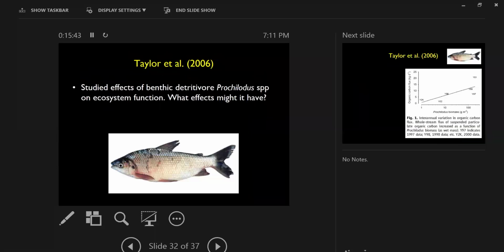So this is a study done in the Orinoco River Basin, looking at the ecosystem effects of fish in the genus Procholotus. Now these are very common food fishes, and they're benthic detritivores, which means they're feeding on the bottom, and they feed on detritus, organic matter on the bottom of the stream. So they're stirring the stream up. So you might ask what effect it has on the ecosystem.